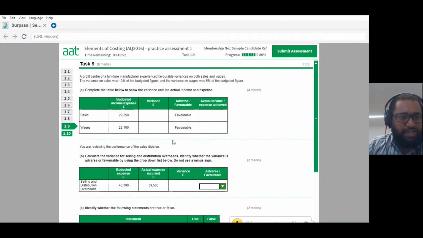Now let's look at 1.9. Here you have a variance question. The variance question is about a profit center of a furniture manufacturer that experiences a favorable variance on both sales and wages. The variance on sales is 10% of the budgeted figure. The variance on wages is 5% of the budgeted figure. So if you want the 10% of it, you just multiply by 10%. That should give you 2,925. The 5% of that is going to be of your wages.